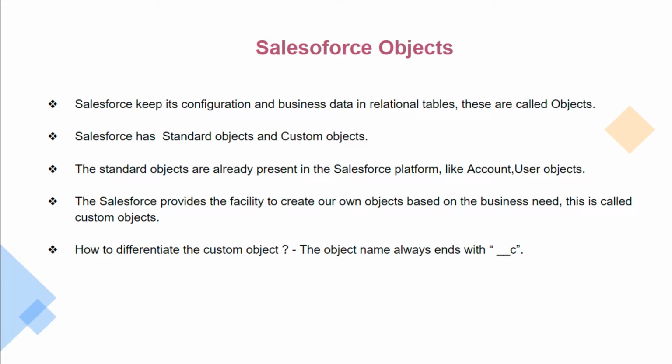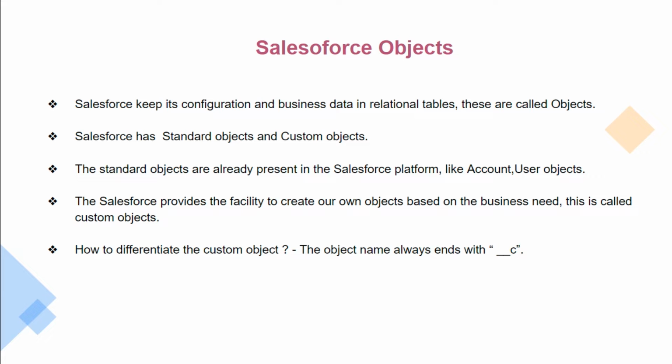Salesforce objects. Salesforce keeps its configuration and business data in relational tables. These are called objects. Salesforce has standard objects and custom objects. The standard objects are already present in the Salesforce platform, like the account and user objects. Salesforce provides the facility to create our own objects based on the business need. This is called custom objects.